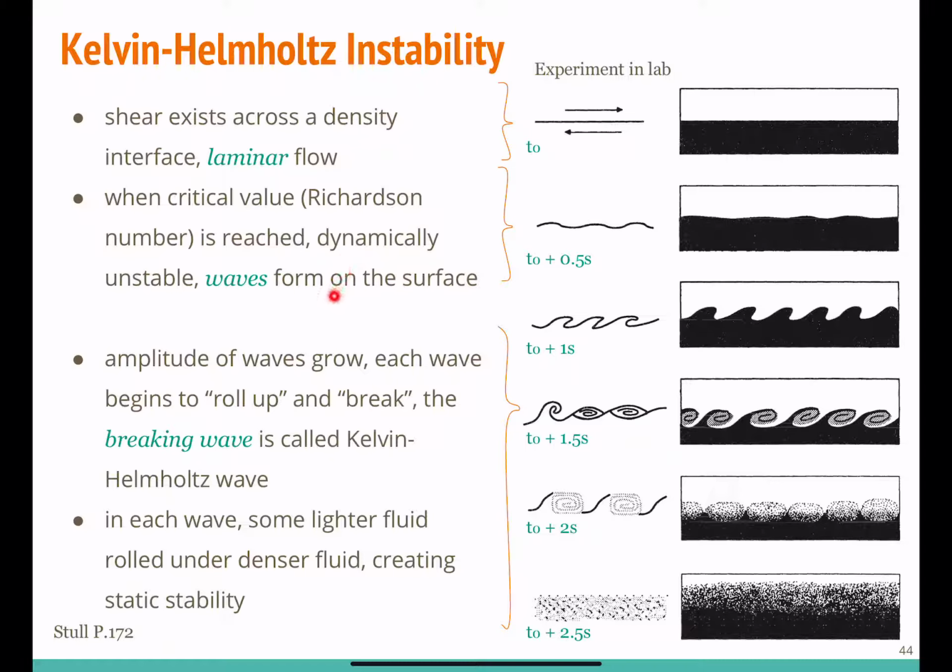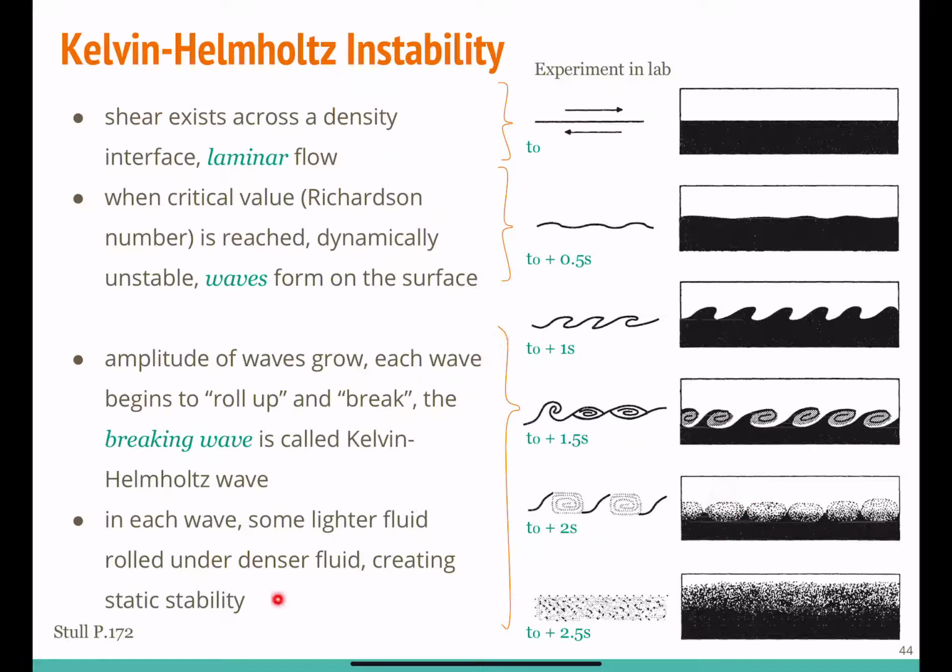It's dynamically unstable, dynamically versus the term statically. So here is dynamically unstable: waves form on the surface. Okay, we have some waves, and then we have some larger waves. And then after that, the amplitude of the waves grow. Each wave begins to roll up. So we can see there is a little rolling up of the wave, and the breaking wave is called Kelvin-Helmholtz wave. It's what we have in here.